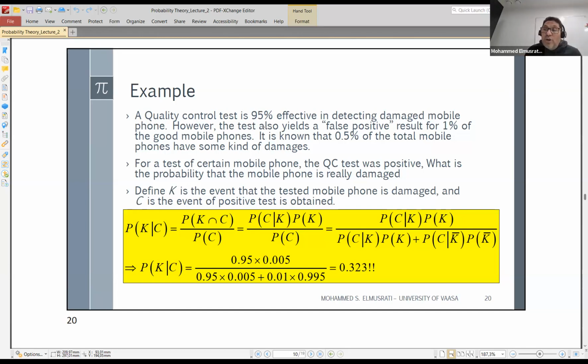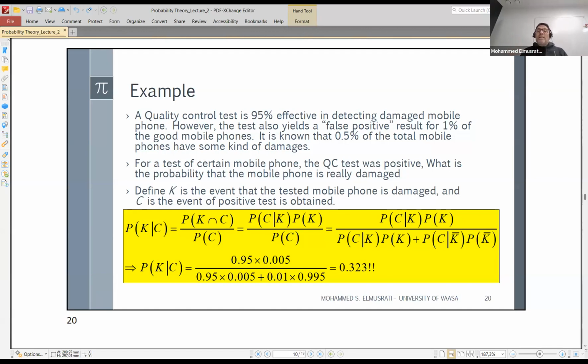Okay, let us now dig down into this example to understand what is going on here. To understand, assume that this production line will produce 1,000 mobiles in one day. I picked this number just to demonstrate some important aspects here. So this company produces 1,000 mobiles per day.